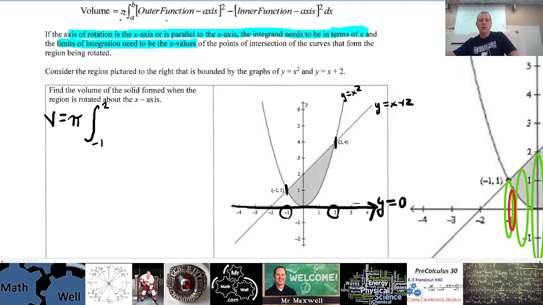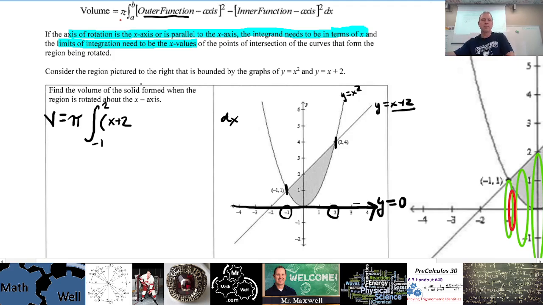Okay? So outer function first. Well, from the axis of rotation, the outer function is going to be what? y equals x plus 2. So I simply put x plus 2 as my function. Don't put the y, don't put y equals. We're just putting the description of this function. Remember, everything's in terms of x. Remember dx here? This is dx. So guess what? The variable here has to be x as well. So everything is x in this situation.